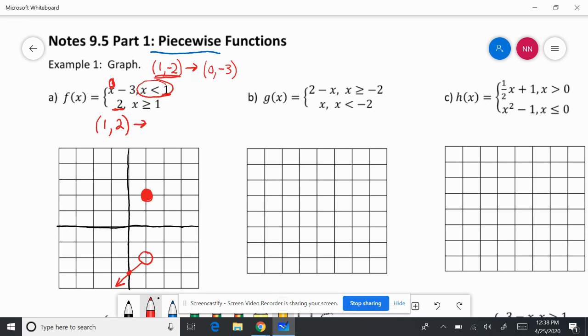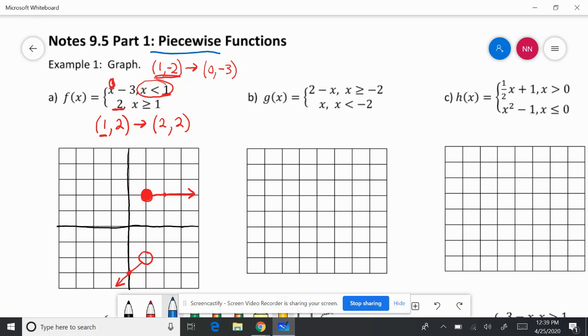I'm going to go to the right. Since it's greater than or equal to 1, the next point to the right of 1 would be 2. I plug the 2 in, and as you probably guessed, it's still the same. It's 2. So (2, 2). It's also a linear equation, so I make a straight line. And that's my graph.